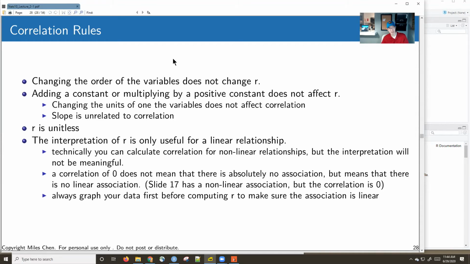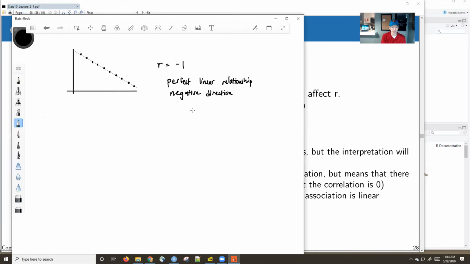Adding a constant or multiplying by a positive constant does not affect R. If you change the units, or if you add or subtract a value to everything, that's not going to affect the correlation. Changing your units from centimeters to inches is not going to affect it. If you change your temperature readings from Fahrenheit to Celsius, that's not going to affect correlation. Here's a plot where the correlation is equal to -1.